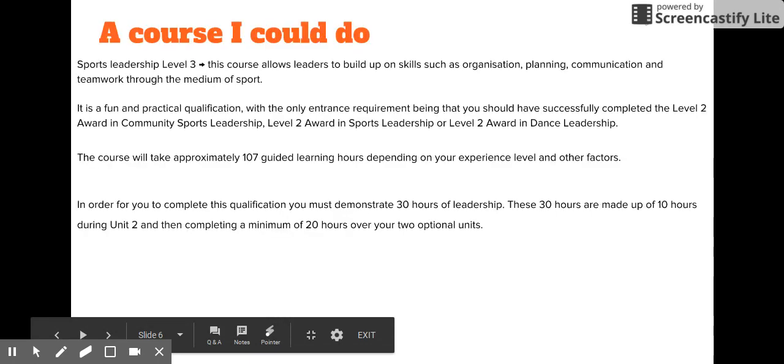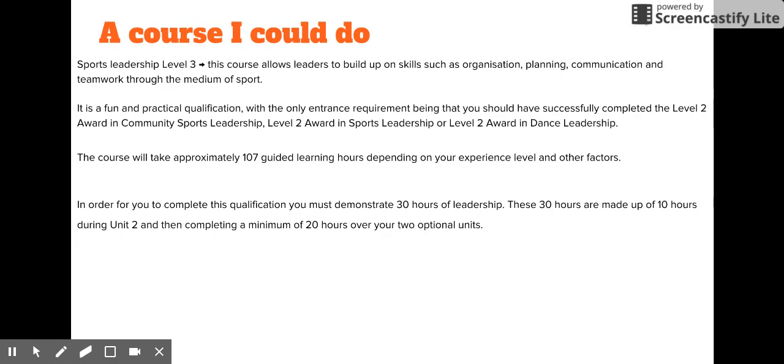A course that I could do to improve my leadership skills would be the Sports Leadership Level 3. This course allows leaders to build up skills such as organisation, planning, communication and teamwork throughout the medium of sport. It's a fun and practical qualification with the only entrance requirement being that you should have successfully completed the Level 2 award, also in sports leadership, or any level 2 awards in sports leadership or level 2 award in dance leadership, anything like that.